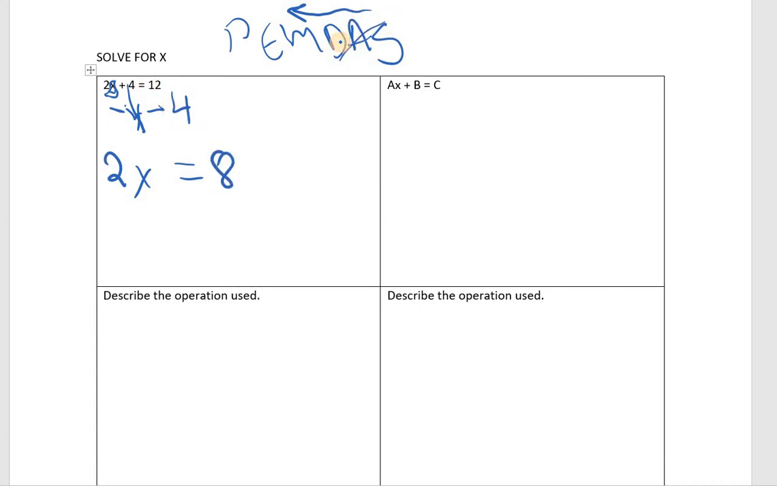So that's out of the way. And then we have to do, what's the opposite of 2 times x? Divide by 2, divide by 2. The 2's cancel out, and we're left with x equals 4.